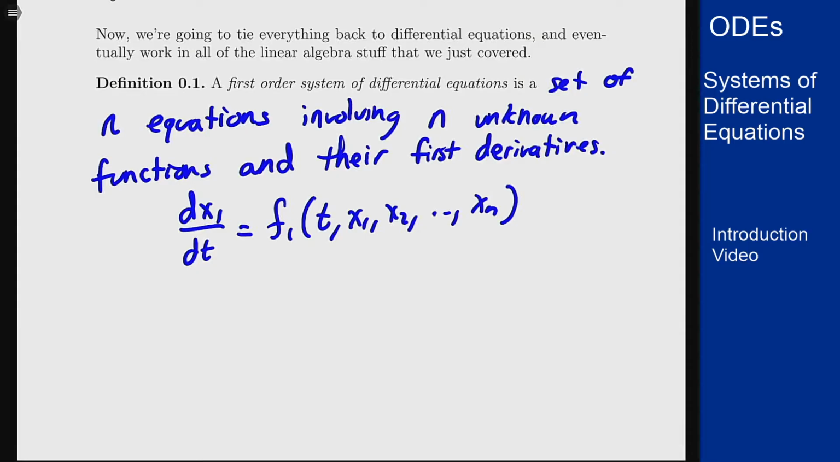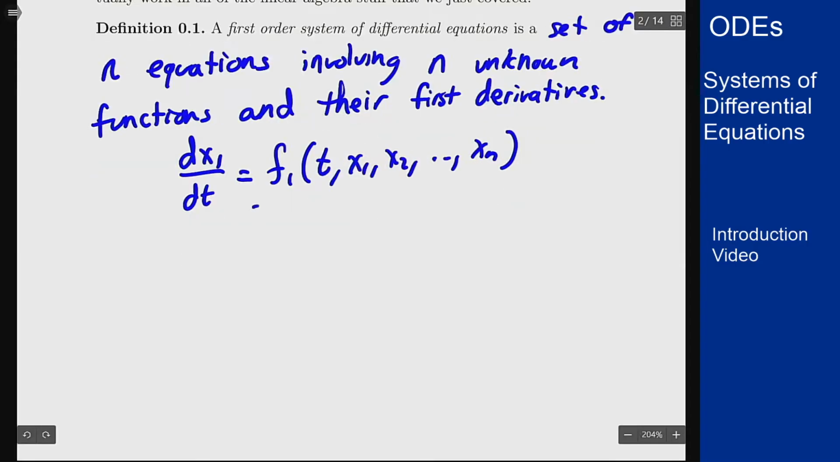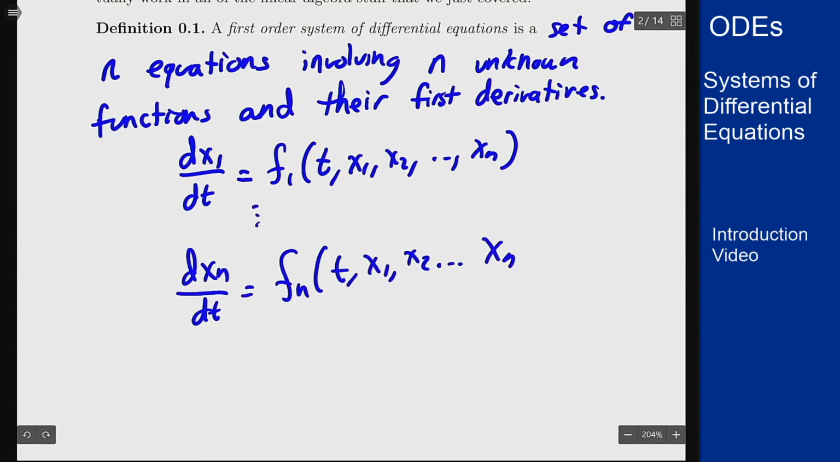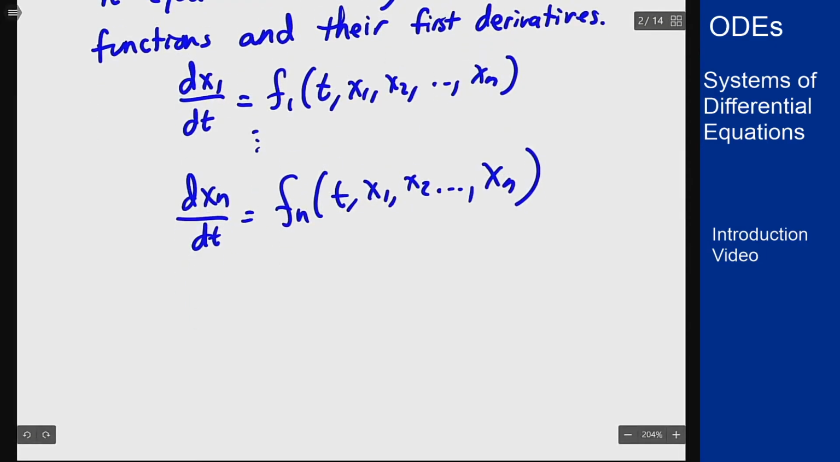If they all depended only on themselves, we would have n separate first-order differential equations, but the fact that they can interact makes this a system. So that way, all the way down to dxn dt is some function fn of t, x1, x2, up to xn. And the system can be written in vector form, where I let the vector x stack x1 through xn as functions of t, as these unknown functions that we're trying to solve for.